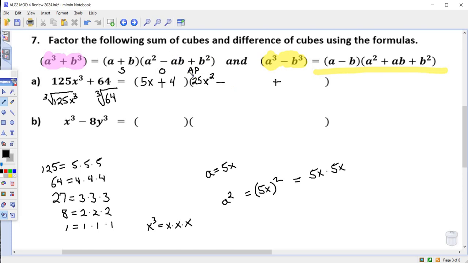In the middle, easy enough, I multiply a and b. So that's 5 times x times 4. That is 20x. And then the last term in the trinomial factor, b squared. I've got to take this 4 and square it. Right? 4 squared is 4 times 4. And so I'm not going to write 4 squared. I'll write what that is. It's 16.